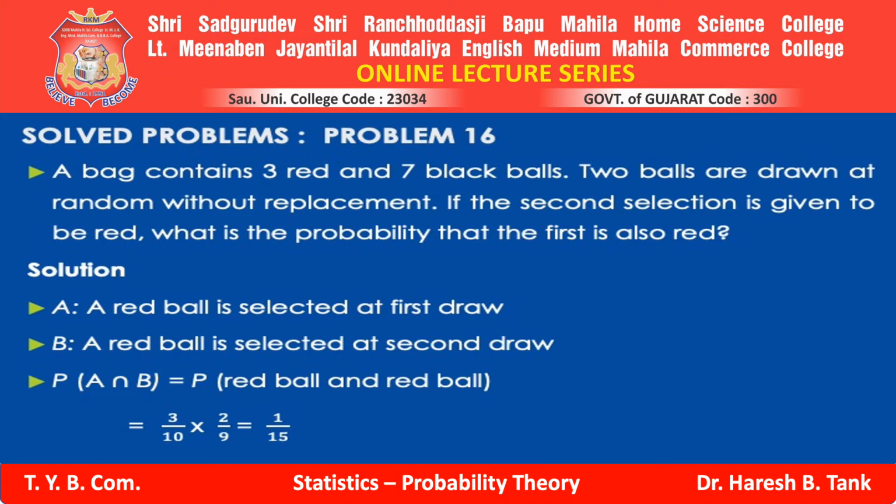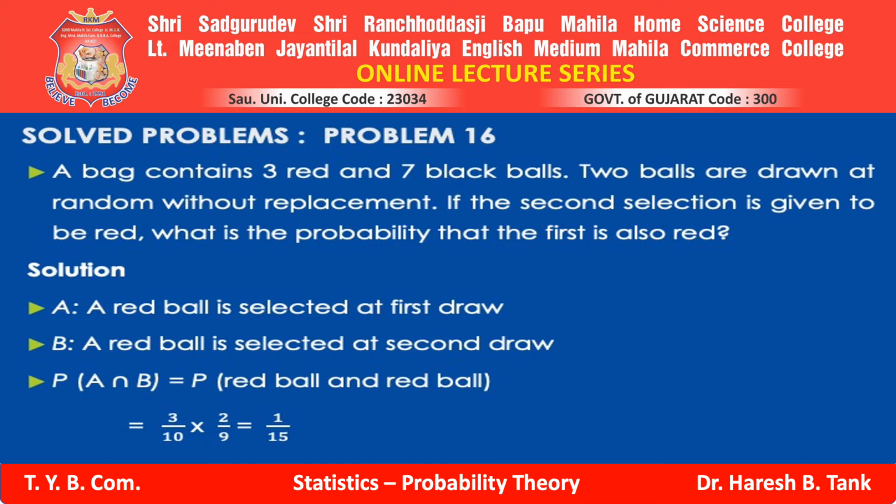A bag contains 3 red and 7 black balls. Two balls are drawn at random without replacement. Without replacement means the draws are dependent. If the second selection is given to be red, what is the probability that the first is also red? Let us suppose event A is that a red ball is selected at the first draw, and event B is that a red ball is selected at the second draw.